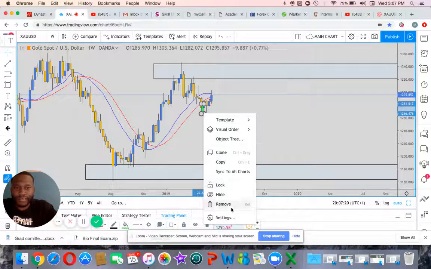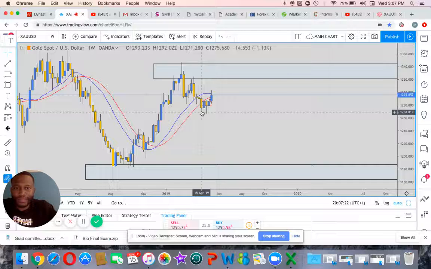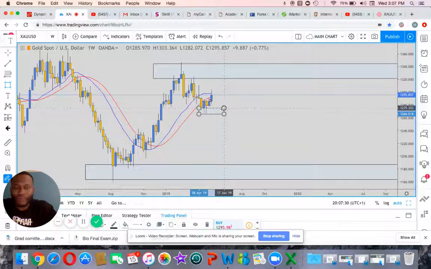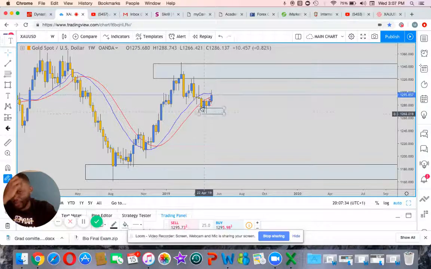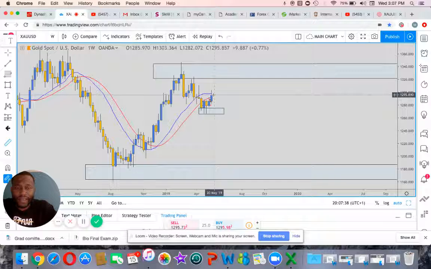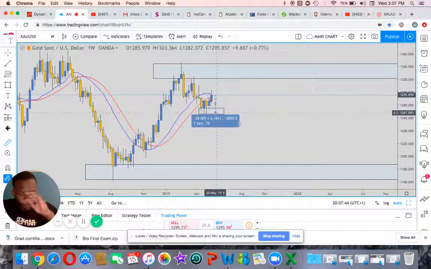We saw a lot of exhaustion right here, a lot of wicks here, indicating that sellers didn't have enough momentum to push it further down to our next zone. So we're paying attention to these wicks here because there's a possibility we can take advantage of a sell opportunity and sell it down to this zone, which is roughly around 280 pips.